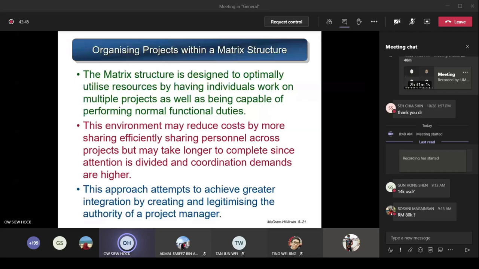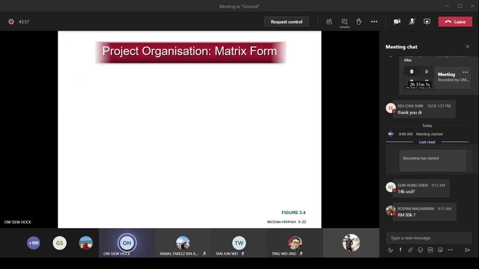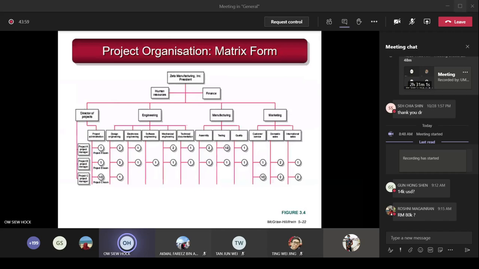So you have your own department manager and you are also serving the project. So there's a project manager. In this kind of structure, the project manager has higher authority. They try to have the project manager having the highest decision-making authority.